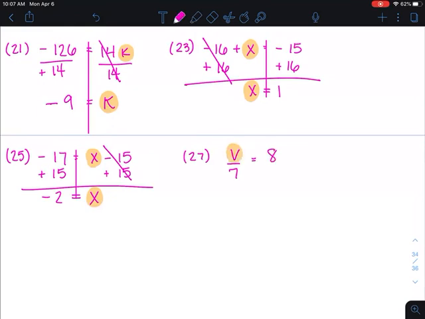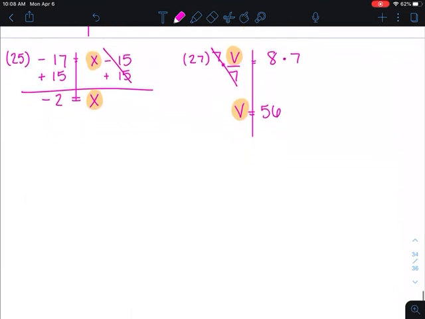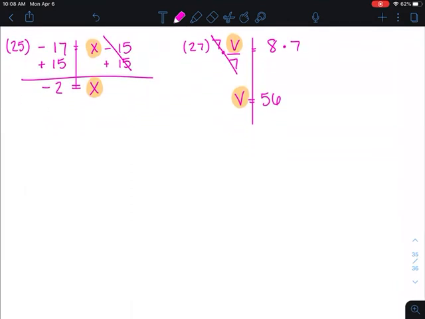27, v over 7 is equal to 8. Our variable is v, and it's being divided by 7. The opposite of dividing is multiplying. We're going to multiply both sides by 7. And then I have v is equal to 8 times 7, and 8 times 7 is 56. V is by itself, so we are complete. I like to highlight my variables because it helps me keep track of it, so we know that we're getting rid of what we need to get v, or whatever the variable is, by itself.